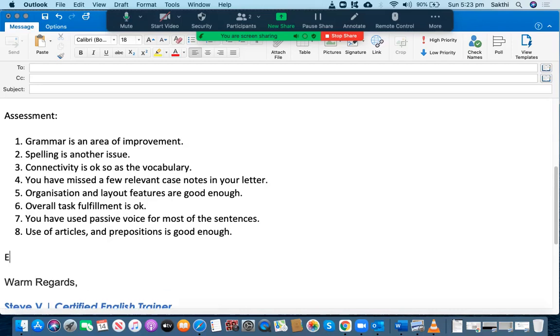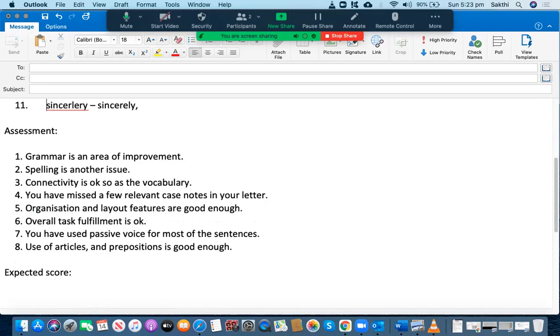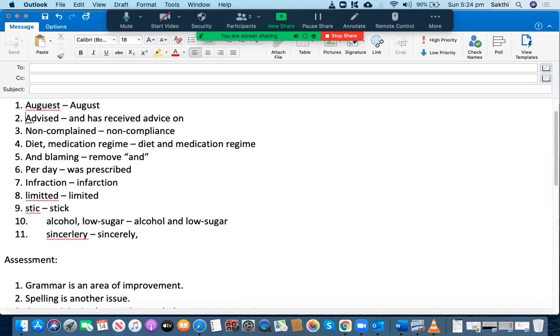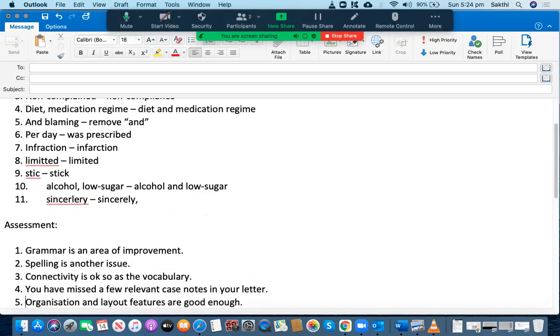To me, this sounds like a letter that is very close to C plus, but unfortunately some of the mistakes are very major. For example, some sentences are incomplete. When you look at mistake number 6, "per day was prescribed", that is really important, because without that the sentence will be incomplete. Then "blaming", that's not good. "Diet and medication regime", that's important as well. Alcohol, that's also written. And then "the advised". So there are like 4 or 5 major mistakes. They are not good.